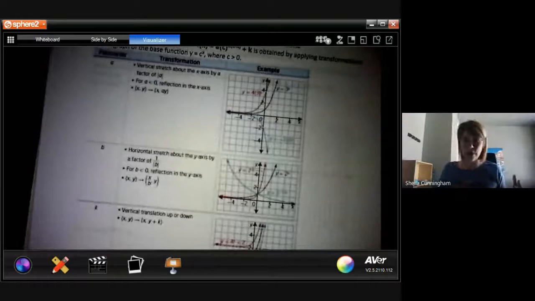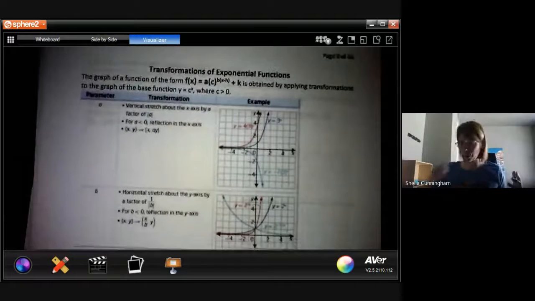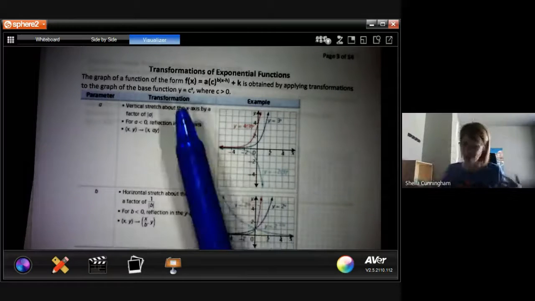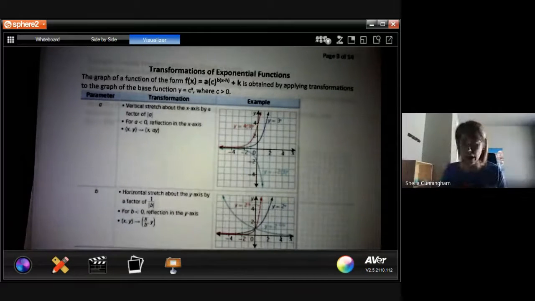All right, so if you do have the set of notes, this will be page 3 in your set of notes. And all this is, it just kind of recaps everything that we've done from previous units.